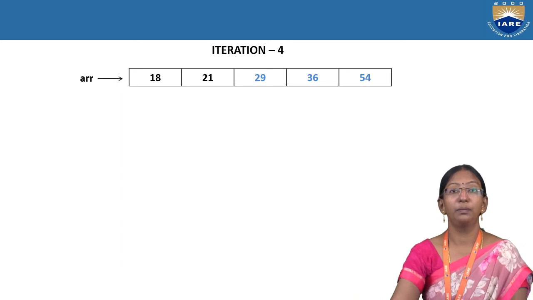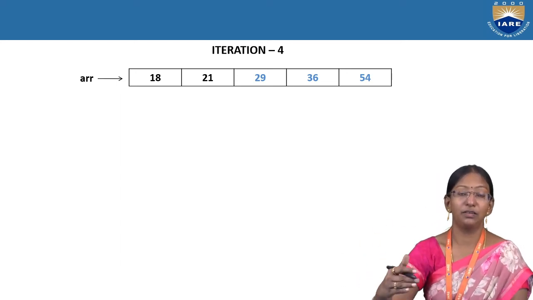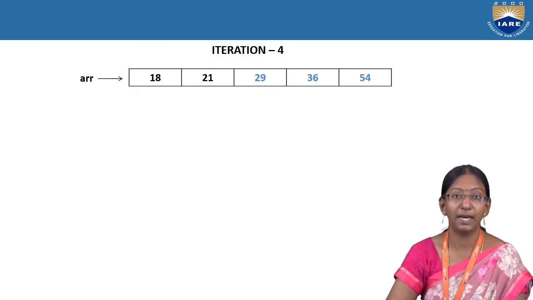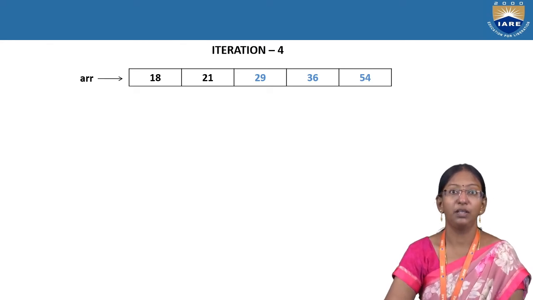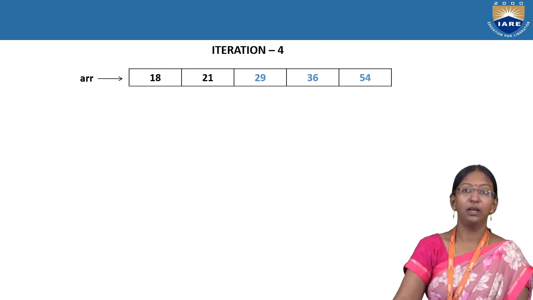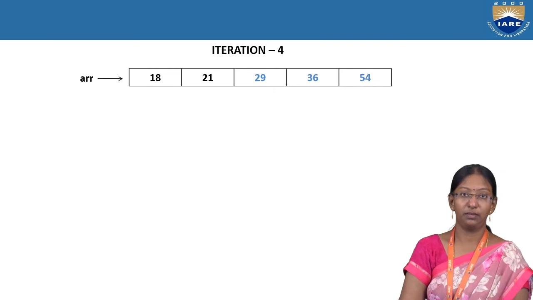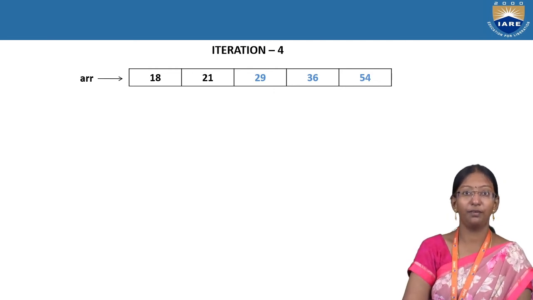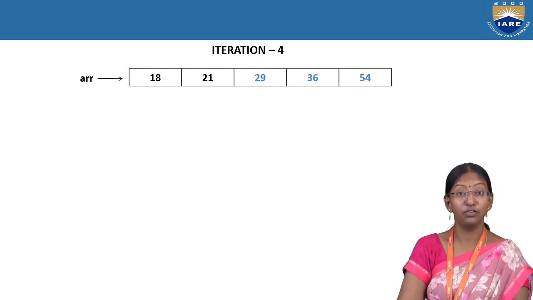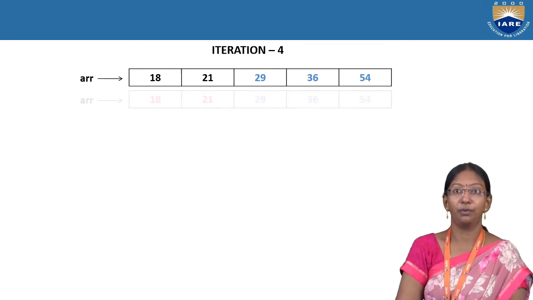Iteration 4. What will be the input for iteration 4? The last current list which we got by the end of iteration 3 will be the starting list in our iteration 4, right? So this is the current list where the 3 largest elements are frozen because this is iteration 4. Let's start the process.